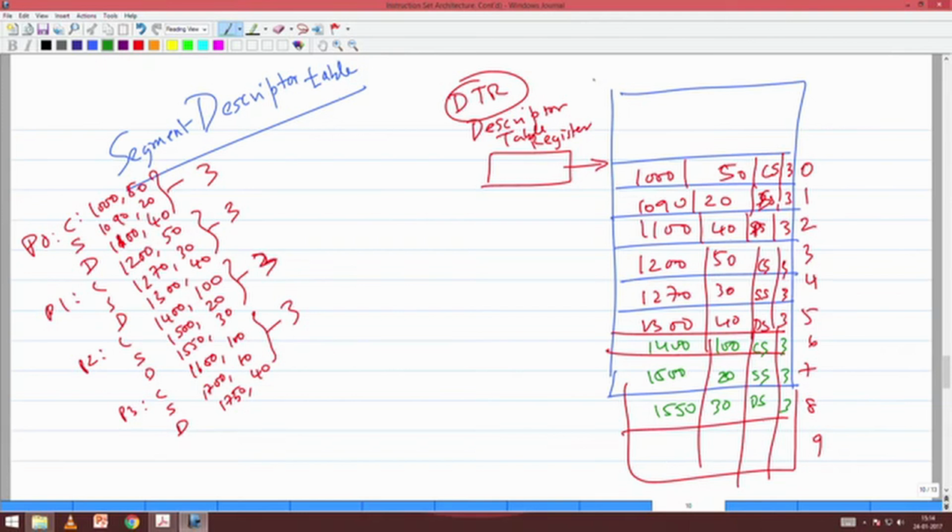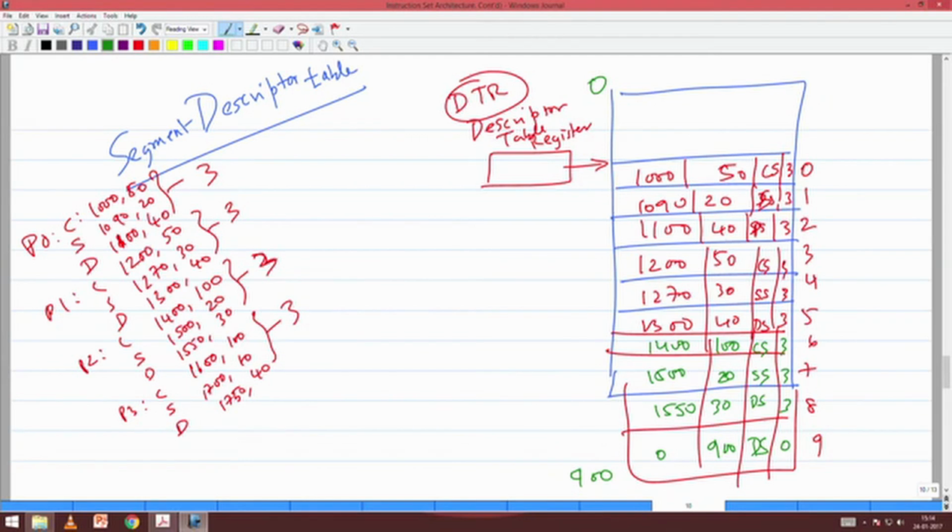So let me say this starts at 0 and it goes on till 900, because the first part is loaded by the operating system. There will be one data segment for the operating system which will start from 0 and go till 900, and this is the data segment, and this will be privilege 0. It will be privilege 0.